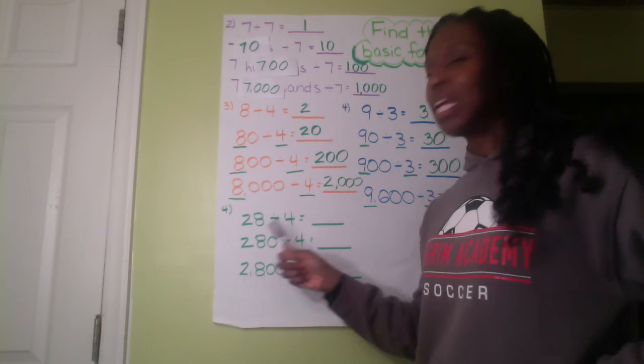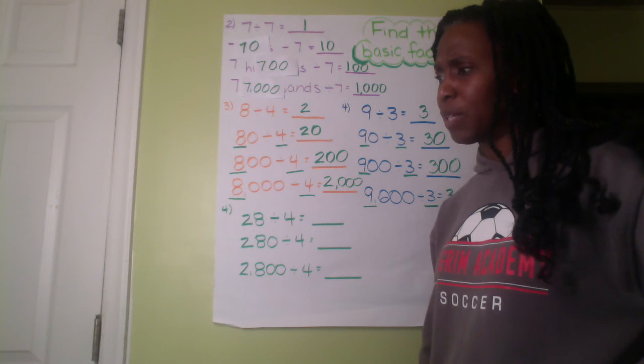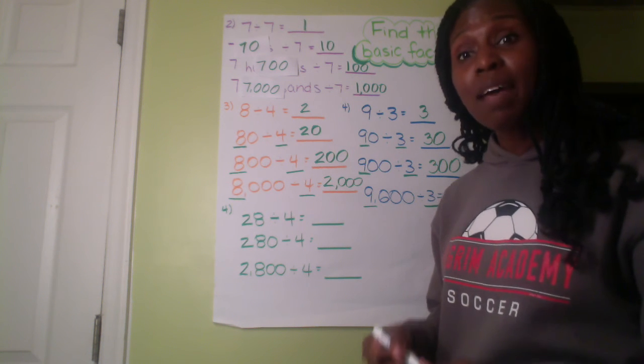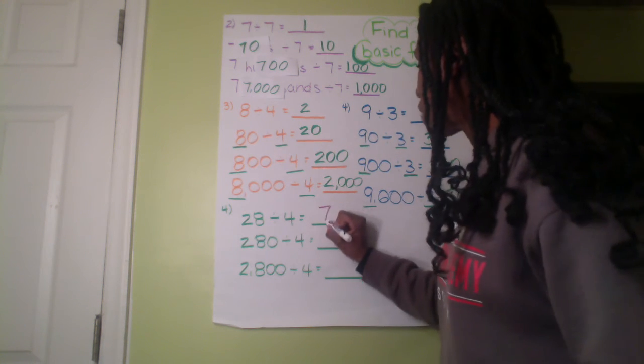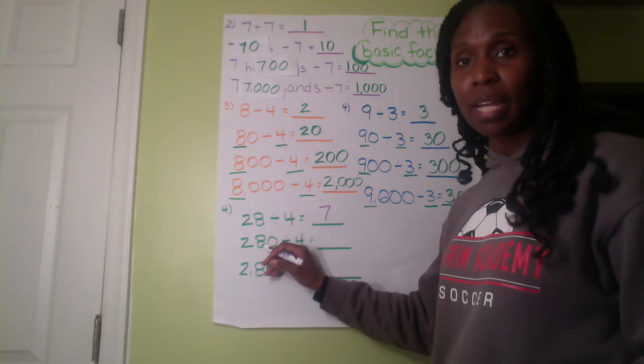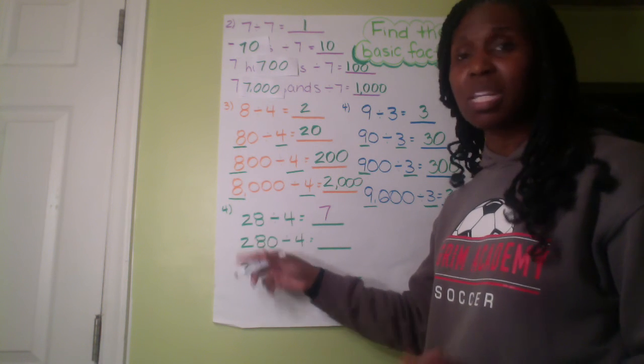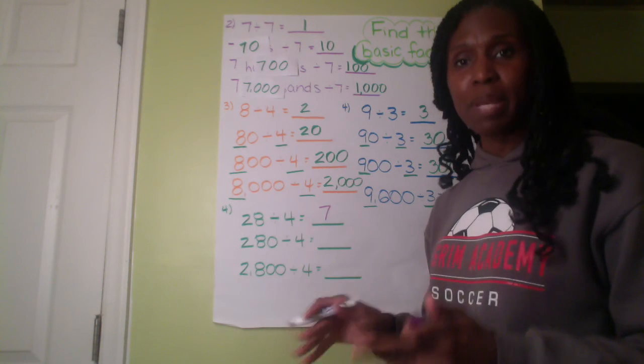Okay, so we have 28 divided by 4. Oh, wait a minute, Mrs. Smith. What is that? 28 divided by 4? It is 7. Remember that? 28 divided by 4 is 7, because 7 times 4 is 28. So that's our basic fact. So you might say, oh, but Mrs. Smith, that's a 2-digit number. It doesn't matter. Just find the basic fact.